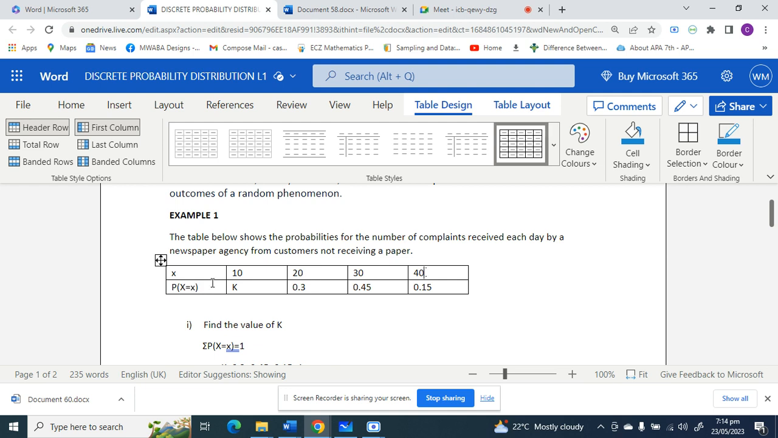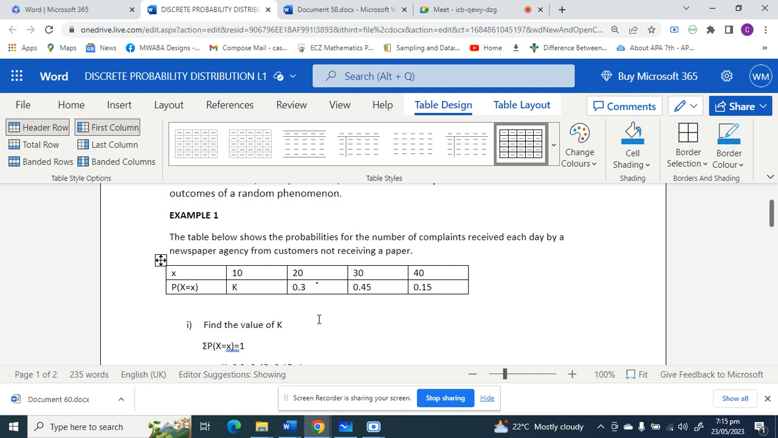All right. The probability that you get 20 complaints is 0.3. Remember, we can convert this also to a percentage, 30%. The probability that you get 30 complaints for not receiving a newspaper, 0.45. You can convert it to a percentage, 45%. The probability that you receive 40 complaints, 0.15, which represents 15%. All right. So the first question is find the value of K.